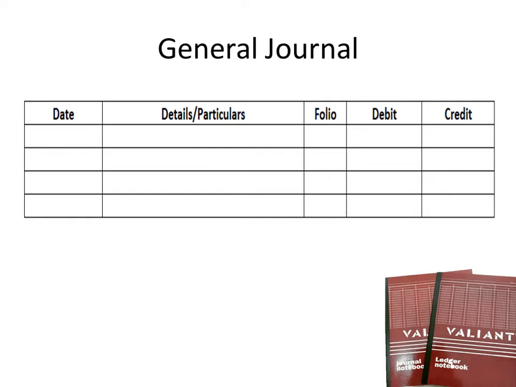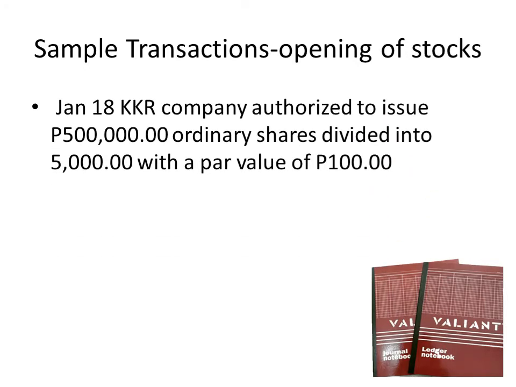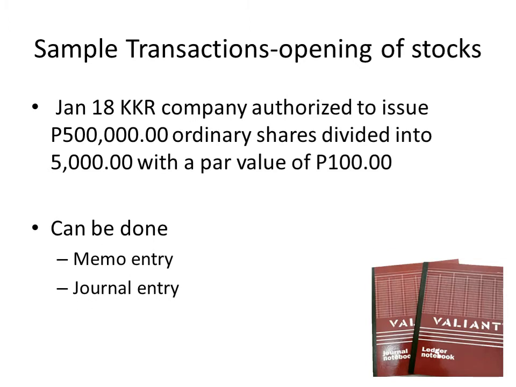It looks like this: date, then the details or particulars wherein we put the different affected accounts, the folio, which is our reference so that we know if this particular entry has already been posted in our ledger, and then the debit and credit, which should always be balanced. Let's take a look at a sample transaction, opening stocks. On January 18, KKR Company is authorized to issue 500,000 ordinary shares divided into 5,000 shares with a par value of 100. This could be either a memo entry or a journal entry.